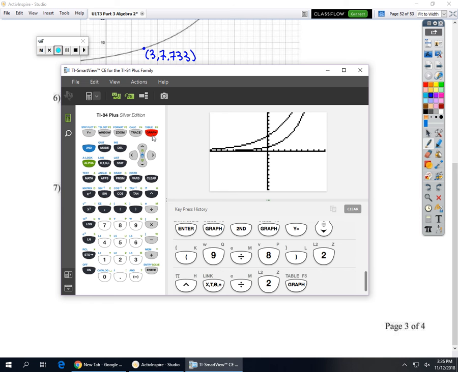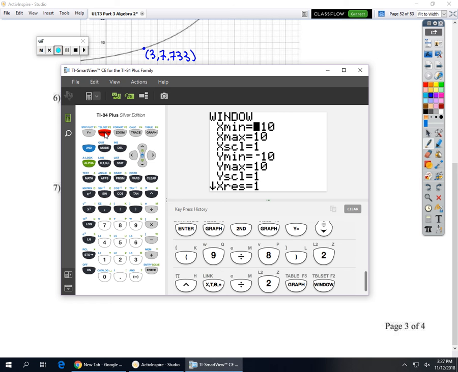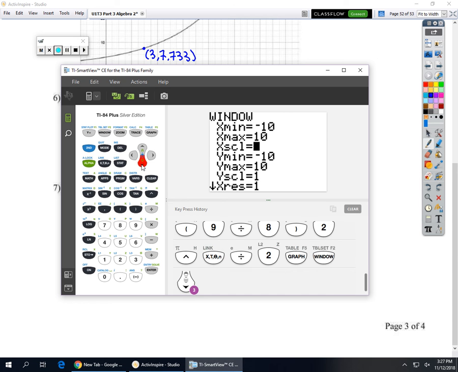So you cannot find the intersection if you can't see it on the graph. You need to actually be able to see it. So let's go way higher. So the maximum of this graph is usually 10. So let's press the window button and change the y maximum to, how about 30?